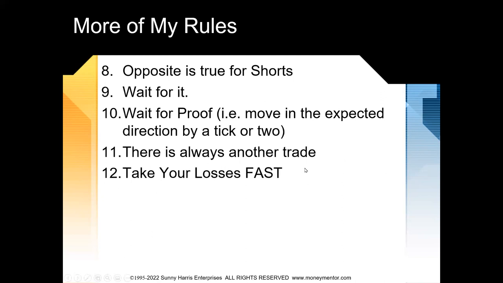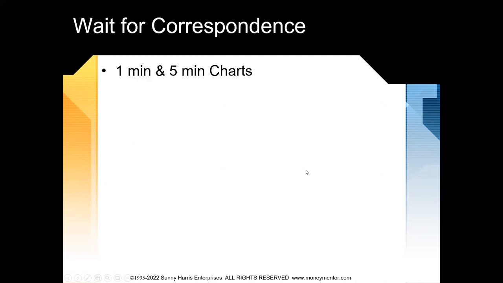I know you've heard that and it's hard to do, but take your losses fast. Professional traders are lucky if they make 45% correct trades. So that means 55% of their trades are wrong or losers. But if you have a 2-to-1 profit ratio, so your wins, let's say, are $200 and your losses are $100, then you've got a 2-to-1 ratio, and then the 45% works out.